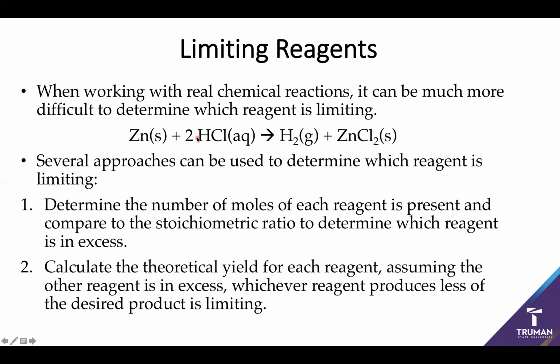The other major approach is you can say, I've got X moles of zinc. How many moles of hydrogen will that produce? I've got Y moles of HCl. How many moles of hydrogen will that produce? So whichever of my reagents produces more H2 is in excess. It can make an excess of hydrogen. Whichever one produces less H2 is going to be my limiting reagent and will determine exactly what my theoretical yield of hydrogen will be. So let's go ahead and work an example.